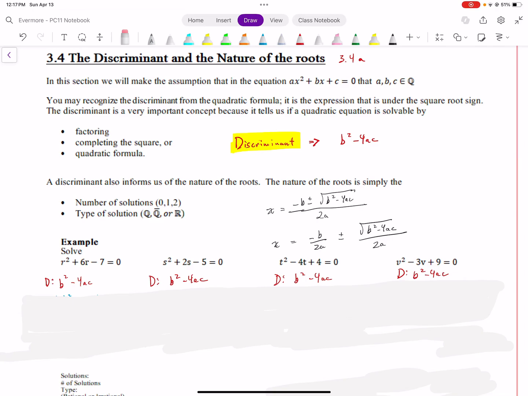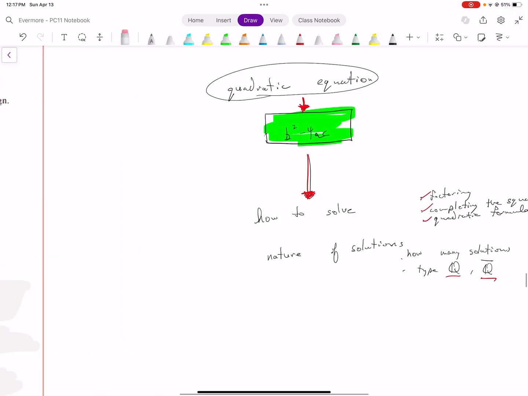The next part of our journey of completing the square is we're going to be looking at the discriminant and the nature of roots. So if we have a quadratic equation in the form of ax squared plus bx plus c, what we can do is plug it into the discriminant, b squared minus 4ac. This will inform us how to solve the equation, or the best way.